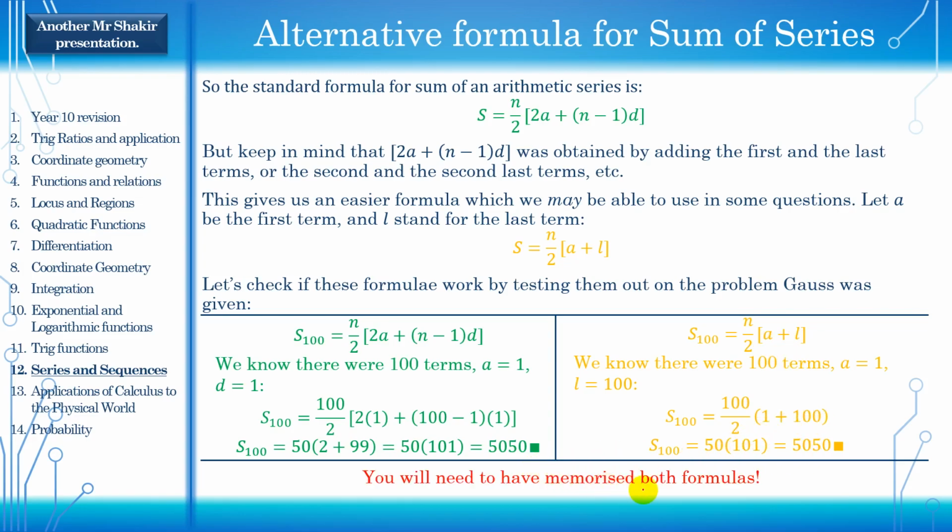Now, you will need to memorize both formulas. They aren't optional. Both of these formulas, you will need to know them. And you'll see examples of questions where you won't have the difference. If you don't have the difference, you can't use this formula. You have to use this formula. And the HSC and trial papers, they will test you on whether you know both formulas or not. They can if they want to.